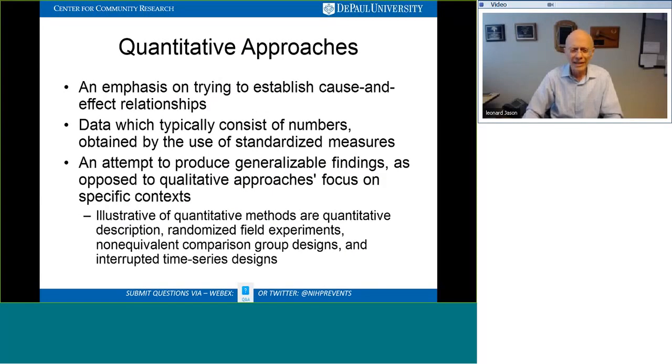Now, quantitative approaches have an emphasis on trying to establish cause and effect relationships. Data typically consists of numbers, and they're obtained by use of standardized measures. In this approach, they try to produce generalizable findings as opposed to qualitative approaches which focus on specific contexts. As examples of quantitative methods, we have quantitative description, randomized field experiments, non-equivalent comparison group designs, and interrupted time series designs.